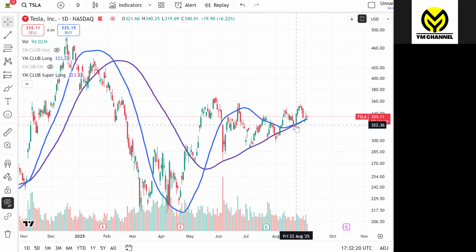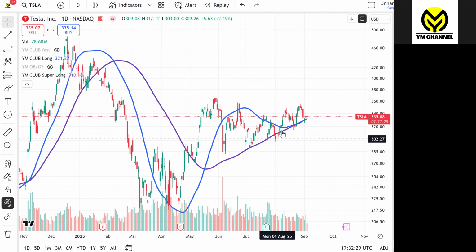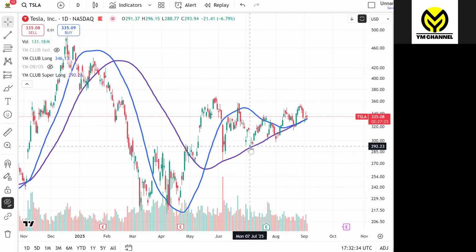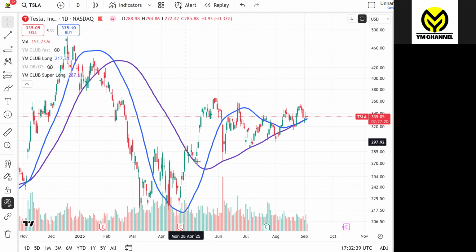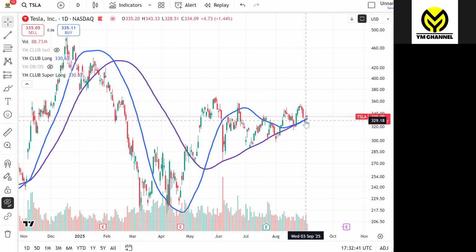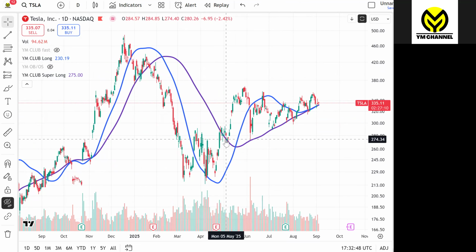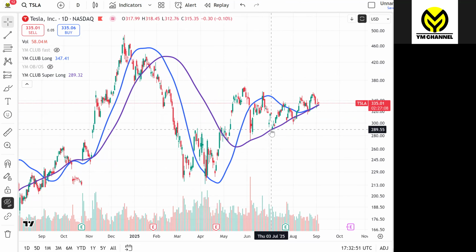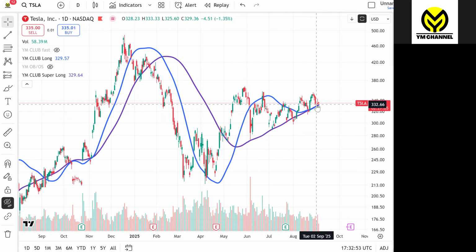You see, when they hit this line, they have a green candle as a support, and they come up again. Here again, same. Green support, come up again. Green candle support, buy again. Green candle is a support, buy again. The purple serves as a very nice support for Tesla. This is YM Club Super Long. It tells the super long-term investor when to buy. So you buy here, and here, and here, and here, and here.